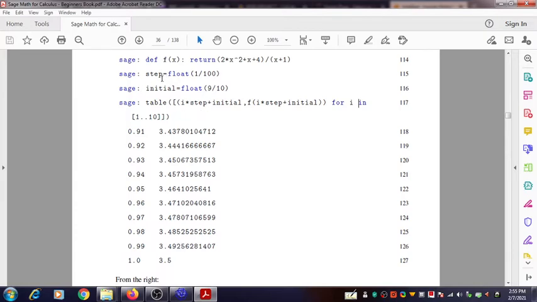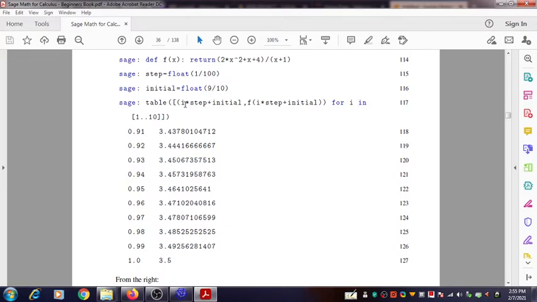What does it mean? Step is defined here. Step is defined as 1 by 100, and actually that has the value 0.01. So the quantity stored at step is equal to 0.01. In short, 0.01. And what is the initial value? The initial value is 0.9.